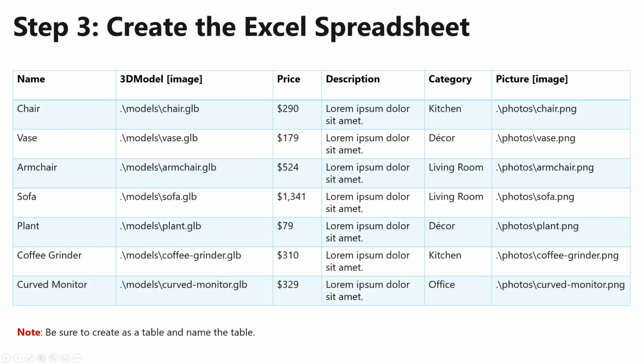Step three, create the Excel spreadsheet. This is another crucial step as it also impacts whether your models, photos, and all product information even appear in your app. The name, description, and category columns are all case sensitive, so ensure that you type everything using the proper case. As for the model and image columns, this is where the relative links come into play.